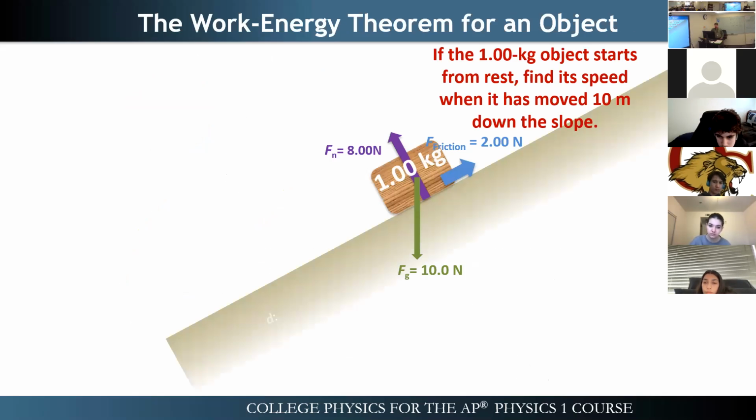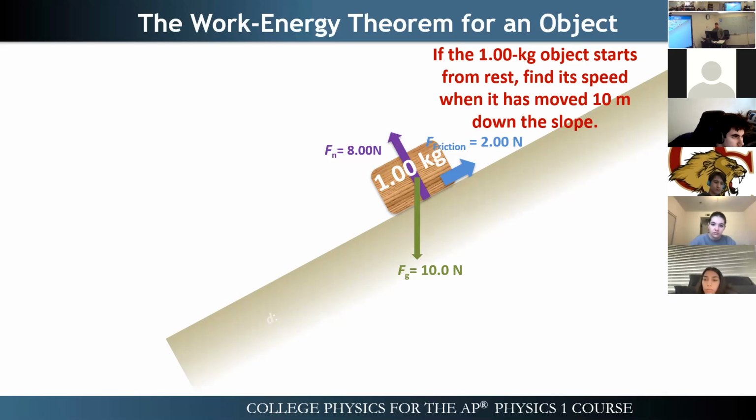All right, last one before we finish up with power. So if we have a 1 kilogram object starting from rest, what is its speed if it's moved 10 meters down the slope? They aren't telling you the angle, they're just saying it's at such an angle that the weight is 10 newtons down because it's 1 kilogram, and the normal force is less than that because it's at an angle. We could figure out what the angle is, but they haven't bothered. They've just said here's the normal force, it's 8 newtons, and here's the friction force, it's 2 newtons up the hill.